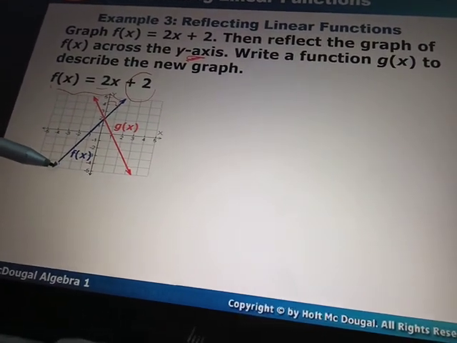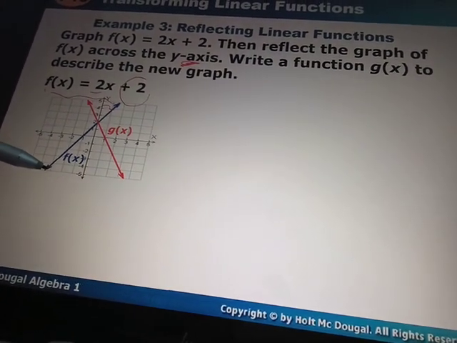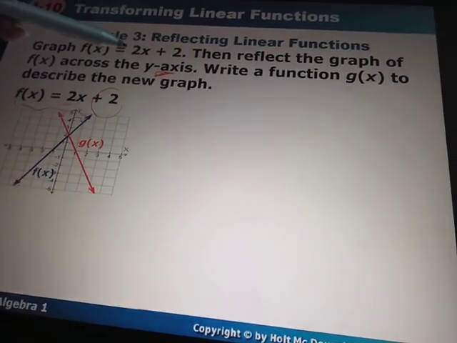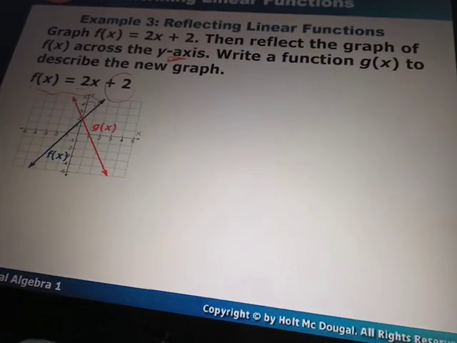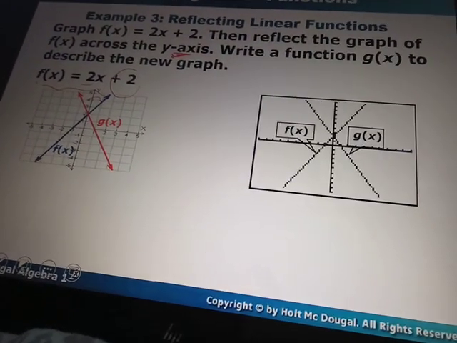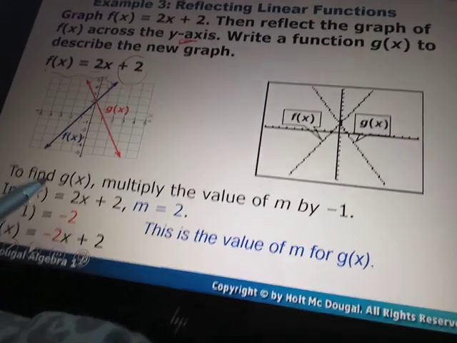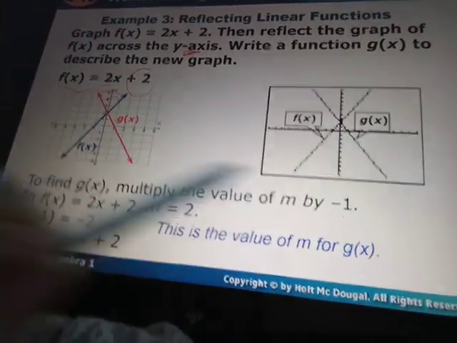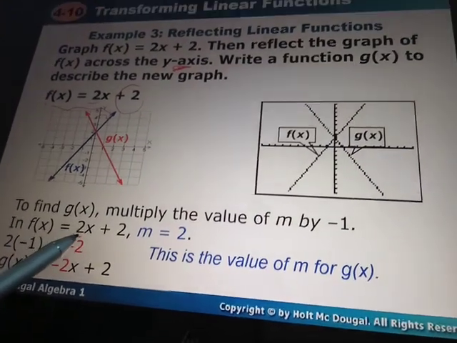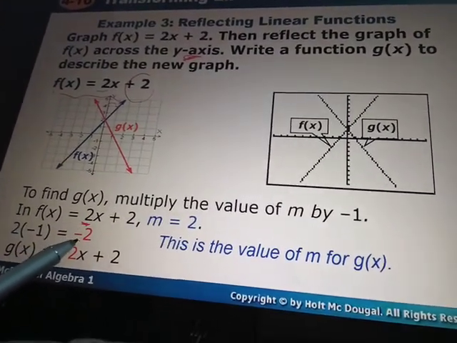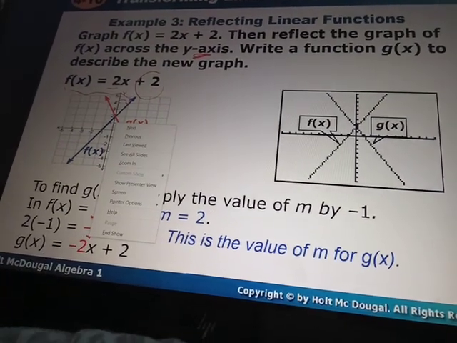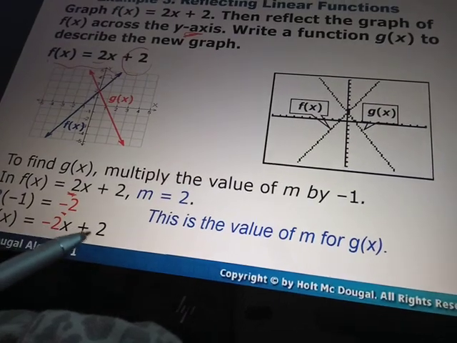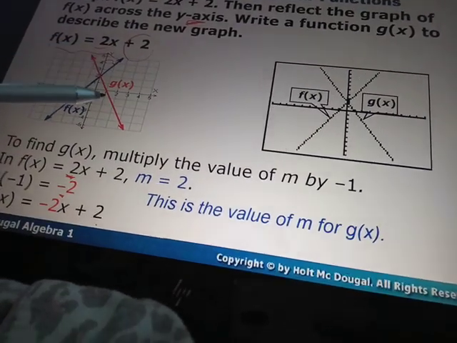It asks you to reflect it across the y-axis. So the slope here will be -2. To find g(x), multiply the value of the slope by -1. So what is the slope here? The slope is 2. When I multiply by -1, it will be -2. So the new graph will be g(x) = -2x + 2. This is the new graph.